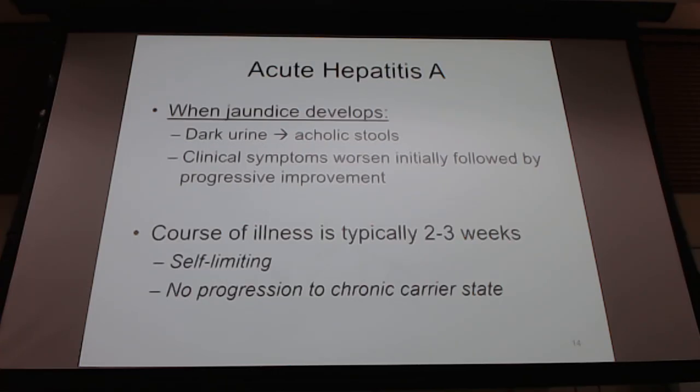So dark urine with pale stools, and progressive improvement. The course of this is typically only 2 to 3 weeks, very self-limiting. No progression to chronic carrier state. So we don't get too fired up about hepatitis A, but we need to know that.